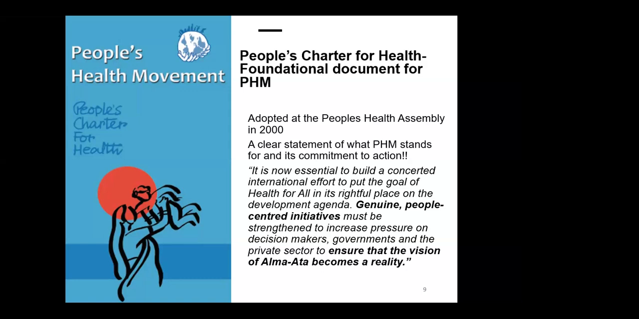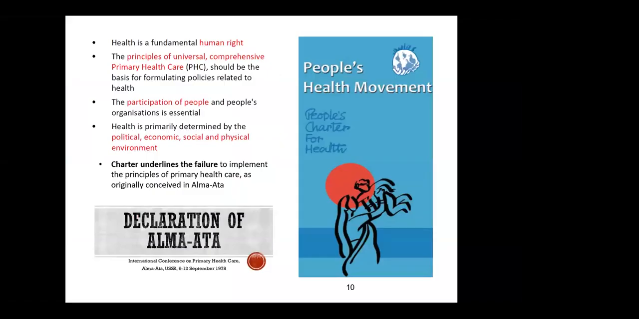The movement also came together because in 1978, the Alma Ata document was formed, and it's a foundational document for PHM. The document talked about achieving health for all by the year 2000. And that had not happened by the year 2000. That was one way for organizations to come together and say that this has not happened, and what is it that we need to do to make health for all a reality.